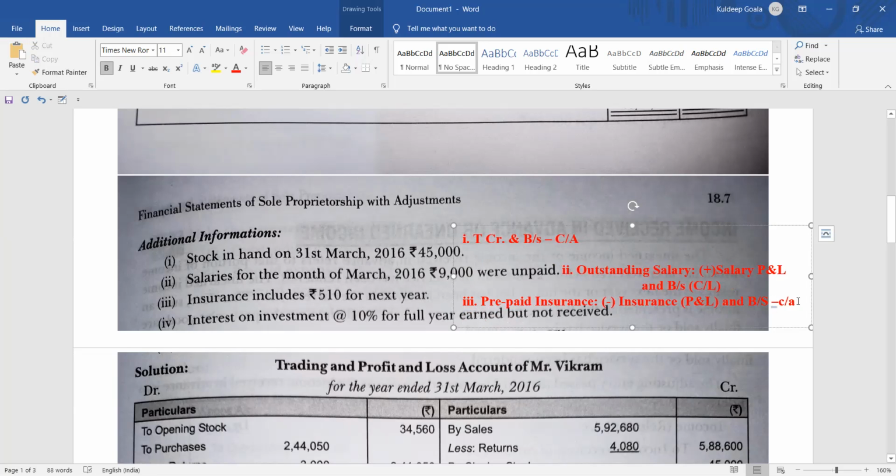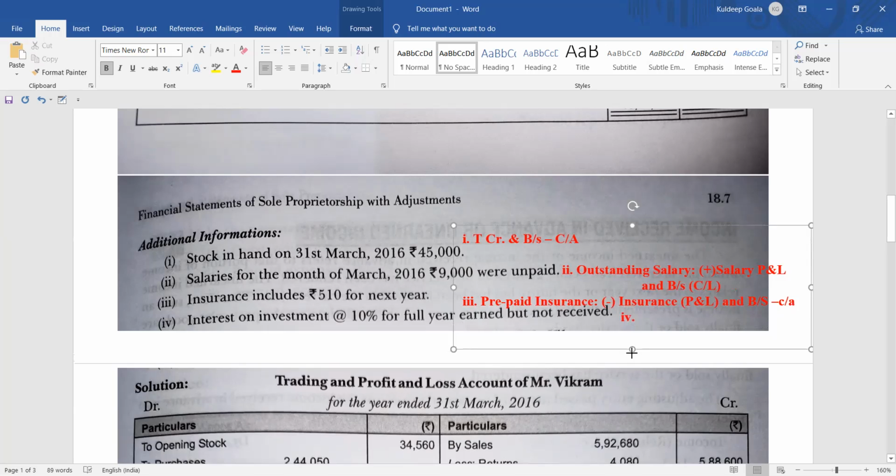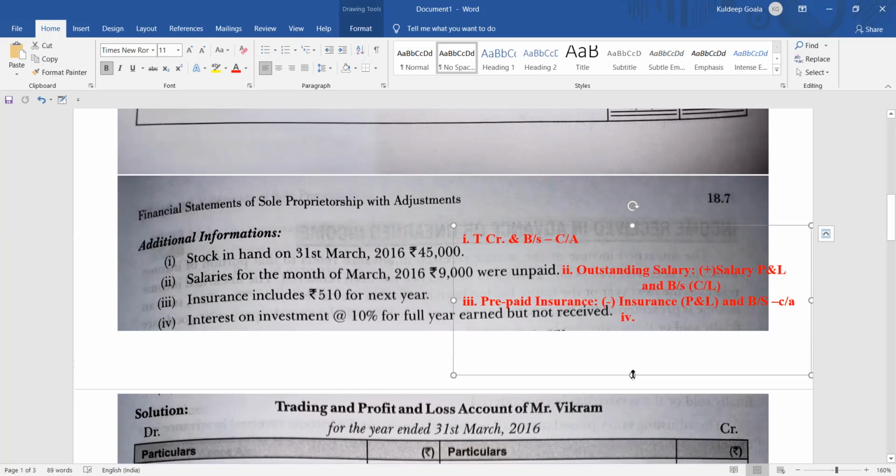Now coming to the next one. Okay, so this will remain as our current asset also. Then coming to the next one, what is that? Number 4, interest on investment. How much? 10% for full year, earned but not received. ठीक है, earned but not received, बहुत interesting और सुंदर term है. I'll try to put it in the next line.